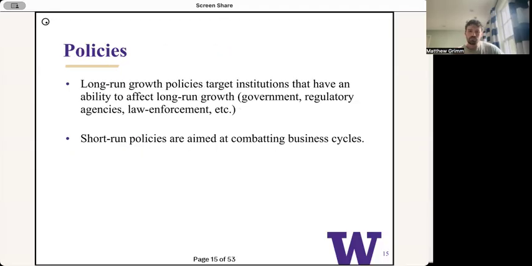So, long run growth policies target institutions that have an ability to affect long run growth. So, government, regulatory agencies, law enforcement, etc. Short run policies, again, they're aimed at combating business cycles. So, short run combats business cycles. Long run, we're looking for long run growth here.